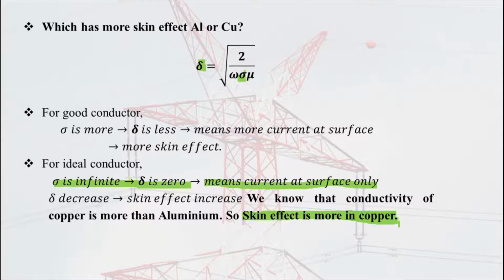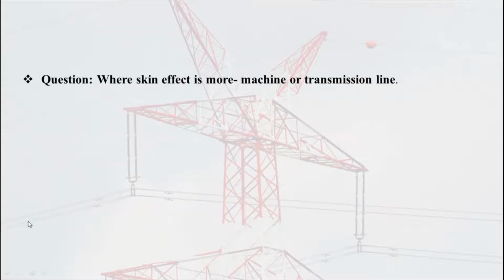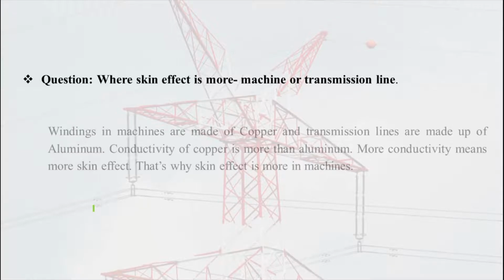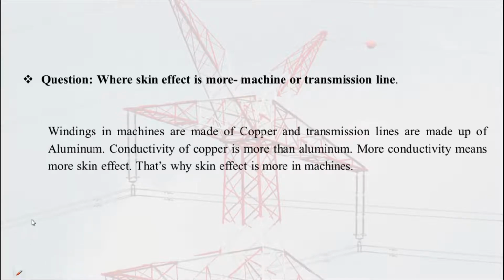Now move to the second question. Where is skin effect more, electrical machines or transmission lines? For this, we all know that windings of a machine are made up of copper, while transmission lines are made up of aluminium. As I already told you in the previous question, skin effect is more in copper than aluminium because copper has more conductivity. So that's why skin effect will be more in case of electrical machines than transmission lines.